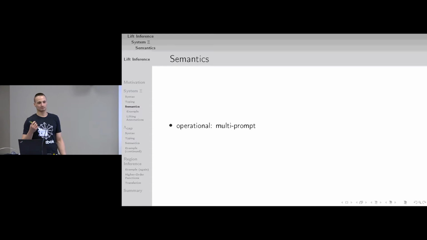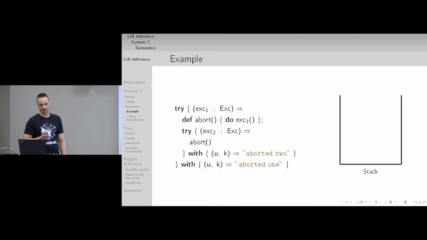Operationally, we have a multi-prompt semantics, and it's probably best to quickly show an example of how this works. In this simple example, we have two exception capabilities, XC1 and XC2, and we have this function abort, which simply performs this XC1 effect and is called under the second handler. So the result should be aborted 1.